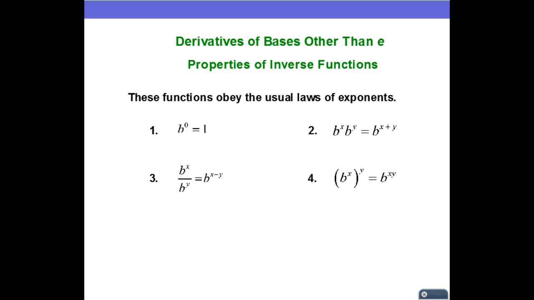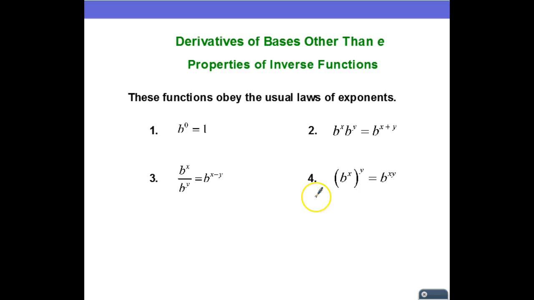Here we have the product rule for powers, b to the x times b to the y. The product of two powers is equal to b to the x plus y. We add the exponents and have a power of the product. The quotient rule for exponents says that b to the x divided by b to the y is equal to b to the x minus y. Notice that in both the product rule and the quotient rule, the bases have to be identical. If you don't have identical bases, then you cannot combine them.